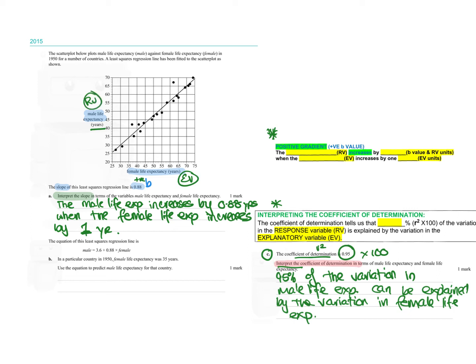And then down in the prediction part B, it says use this equation. So they've got an equation here to predict male life expectancy for the country where female life expectancy was 35. So you're simply just putting that value into that formula. So 3.6 plus 0.88 times 35, and you'll get a value which was 34.4 years.